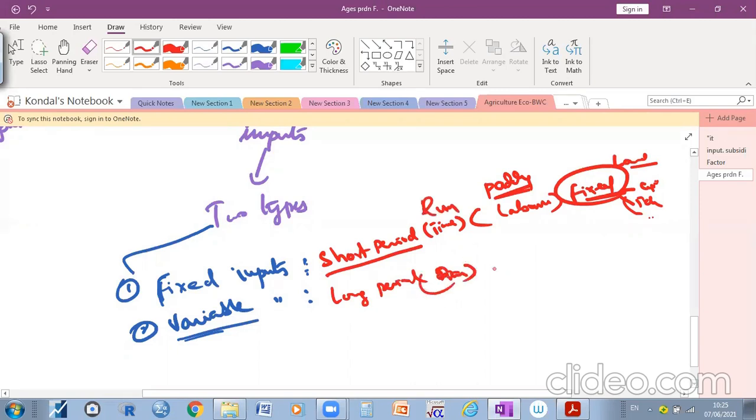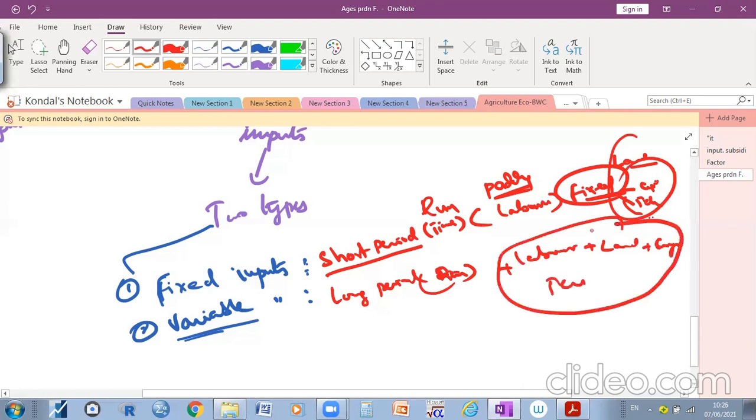During the long run, along with labor, all the factors, that is land, capital, technology, all these factors we can change in the long run. During the short run we can only change labor, but in the long run, variable inputs, we can change.